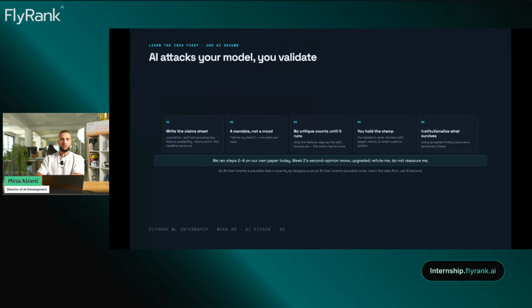The old rules are still the same. So first learn the idea and then use the assistant. And practically, you can have 5 steps. 1, you will write down your main ideas.